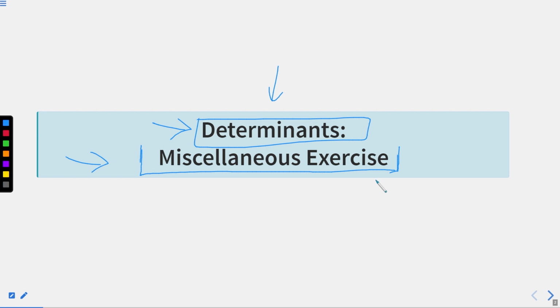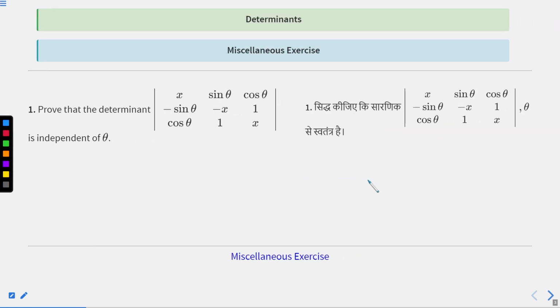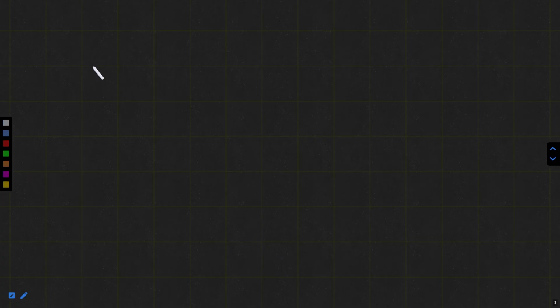So the first problem in this miscellaneous exercise is that we have to show or prove that the determinant is independent of theta. So let me just show you the properties.